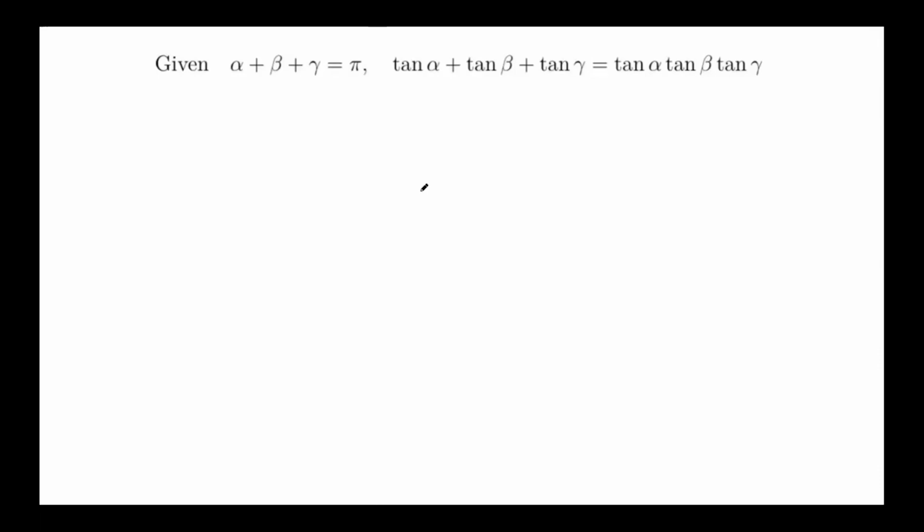So here's another useful property. If we have three angles that add up to pi, or 180 degrees, then we can change the sum of the tangents to their products, and they will be equal.